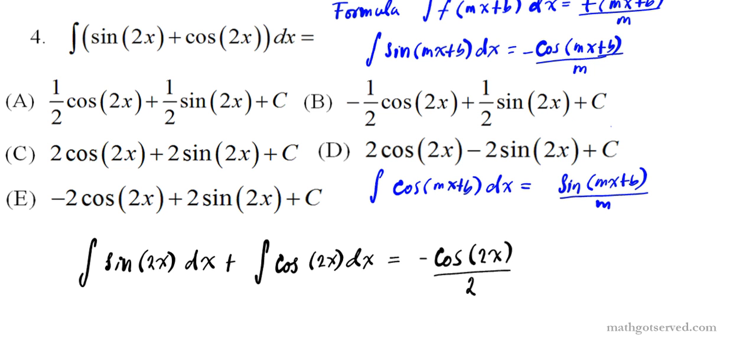Remember, when you're differentiating, you multiply the coefficient. Integral is the reverse of differentiation. So think division for integration and multiplication for differentiation. Plus the antiderivative of cosine is positive sine of mx plus b, which is just 2x, divided by m, the coefficient of x, which is 2. And then we can add that c, the constant of integration. We can clearly see that our answer is option letter B.